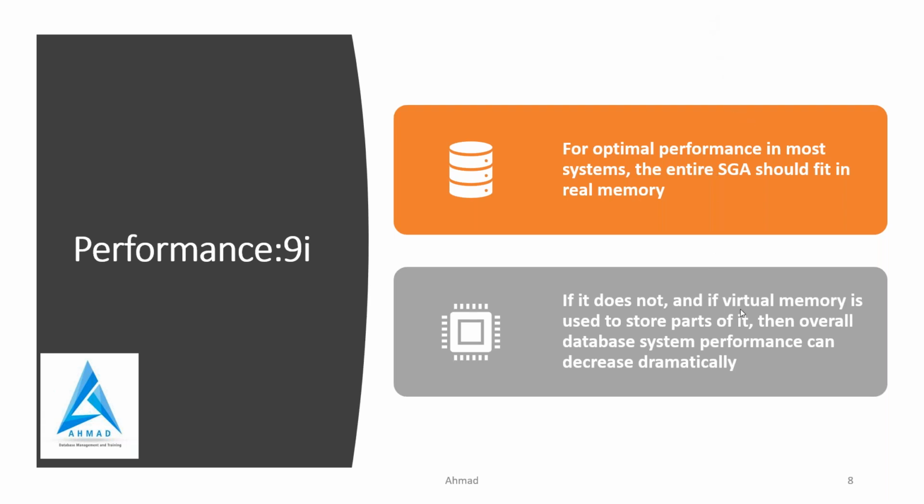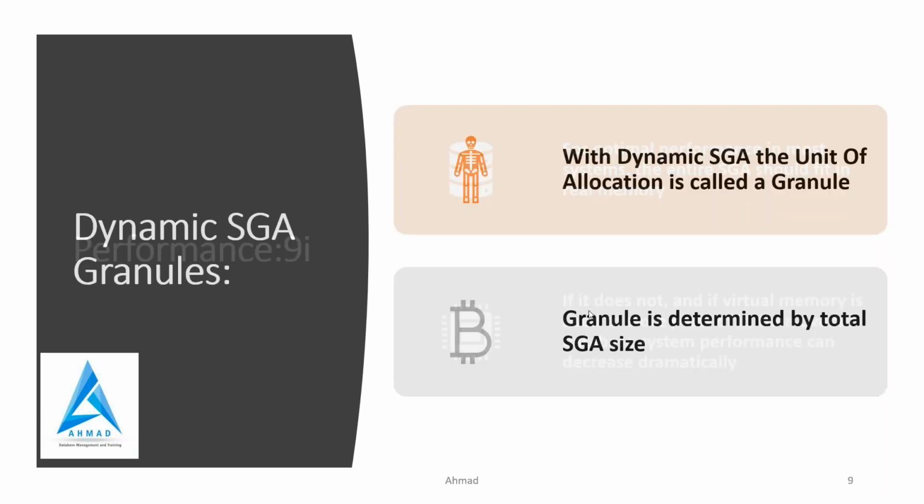So if it does not fit, if virtual memory is used to store part of it, then overall database system performance can degrade dramatically. With dynamic SGA, the unit of allocation is called a granule. A granule is a unit of memory. Whenever memory is allocated internally, it is allocated in terms of granules, and the granule size is determined by the total size of the SGA.